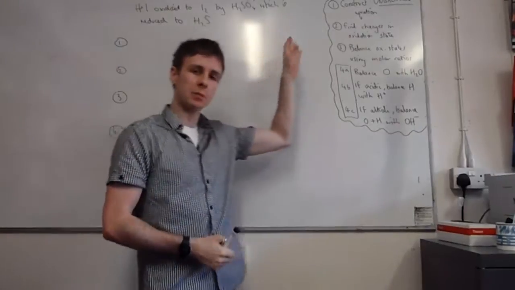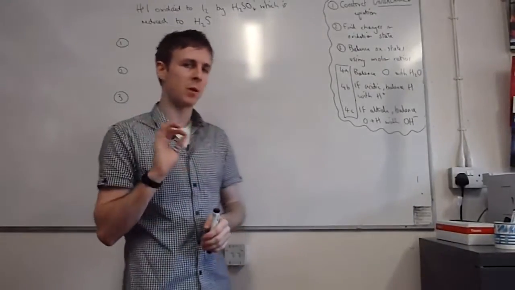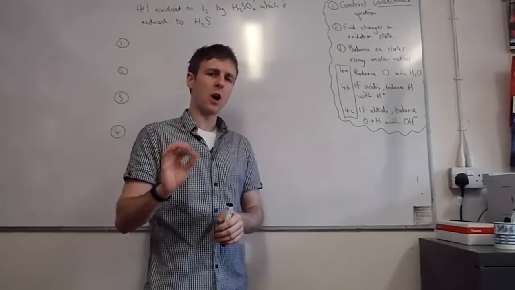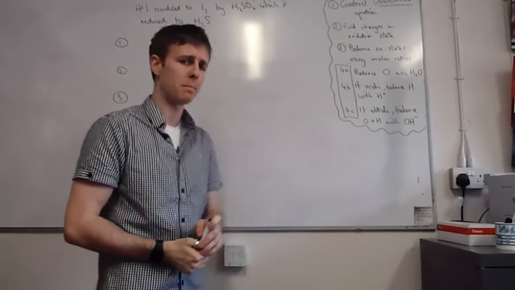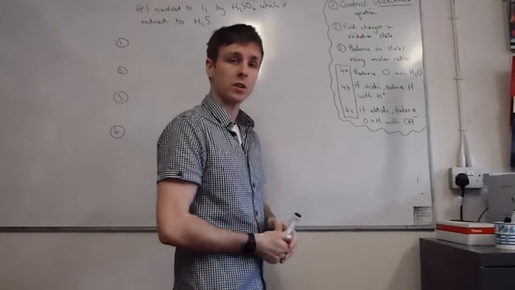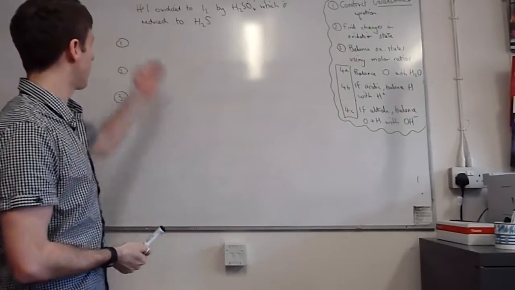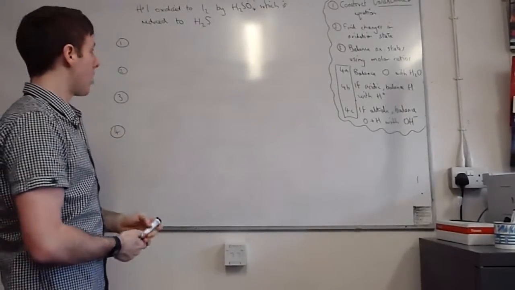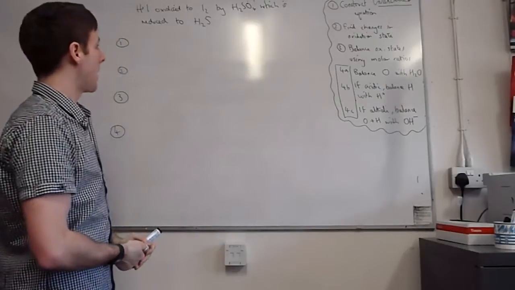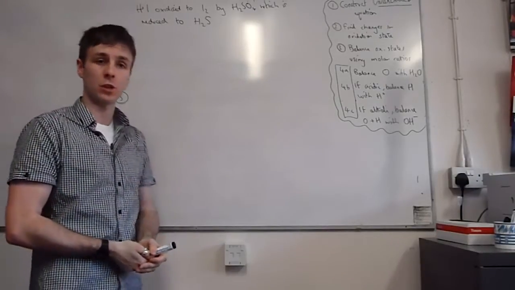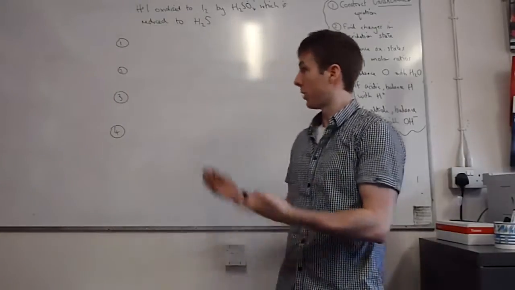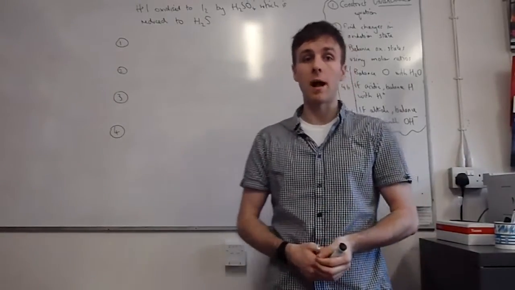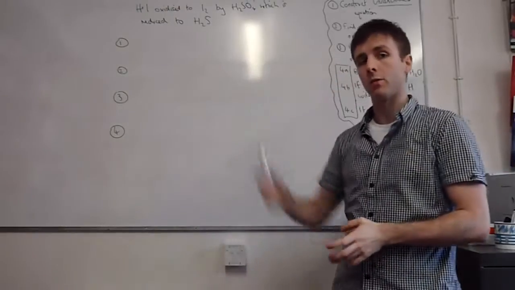And there's 4 steps to this, although the 4th step is a bit weird in that you have a choice of 1 or possibly 2 of 3 things to do. I'll get to that in a bit. So first of all, we've got our question, and let's say the question is as follows. HI is oxidized to I2 by H2SO4, which is reduced to H2S. So that's my question. And what it's asking me is to make a balanced redox equation from that information.